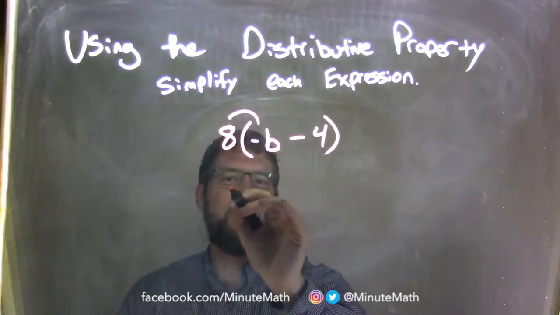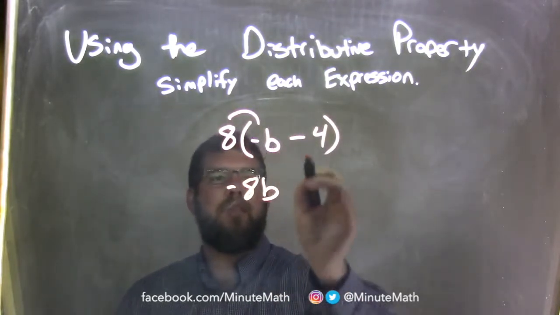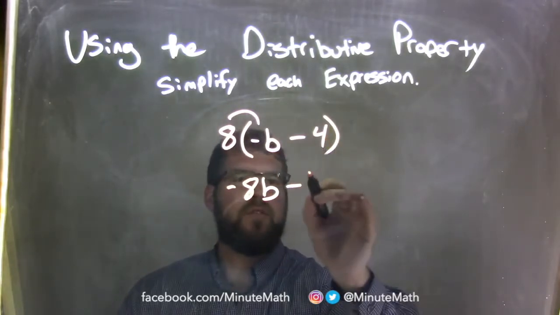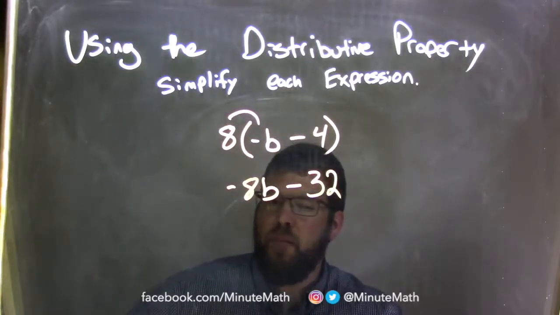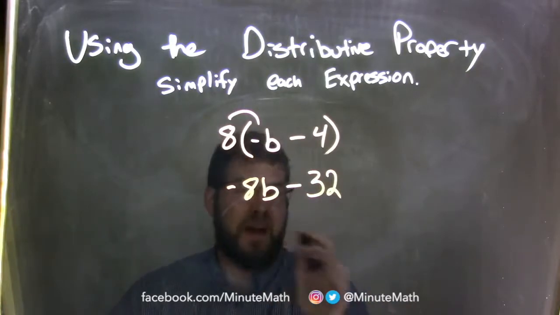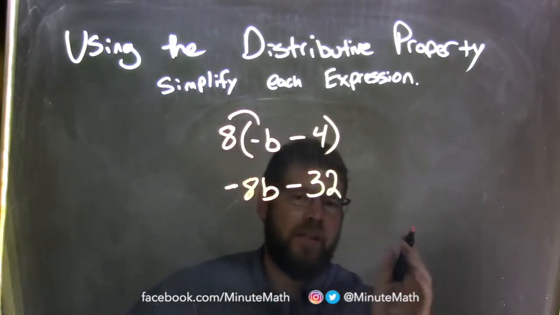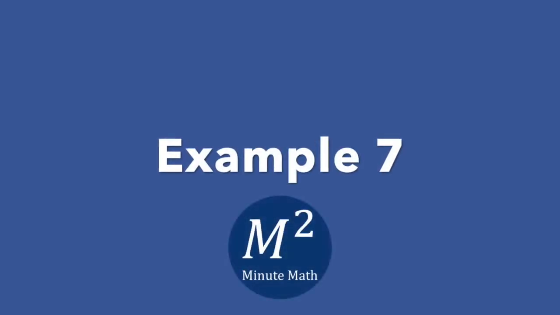8 times negative b is simple, just negative 8b. Now we have the minus sign that comes out, right? 8 times 4 is 32, and that's it. We cannot combine these. No, they're not like terms, sorry. Can't combine them because they're not like terms. Negative 8b and 32 are not like terms, so I can't subtract them. So now we're done. That's our final answer.